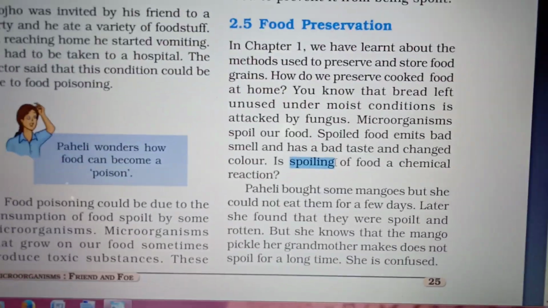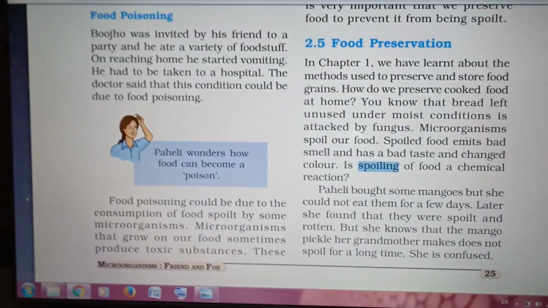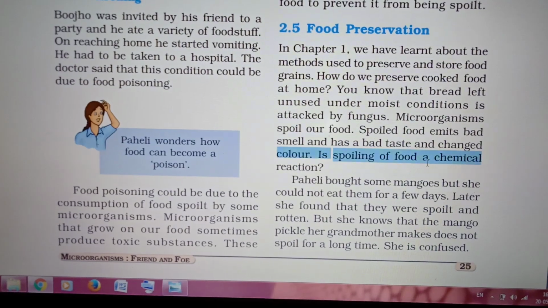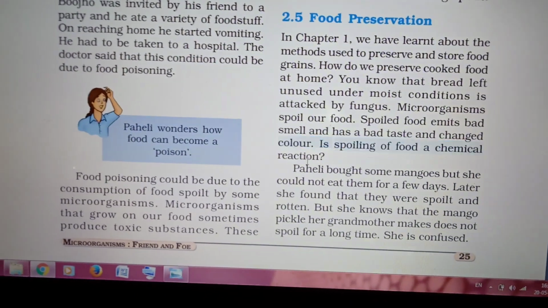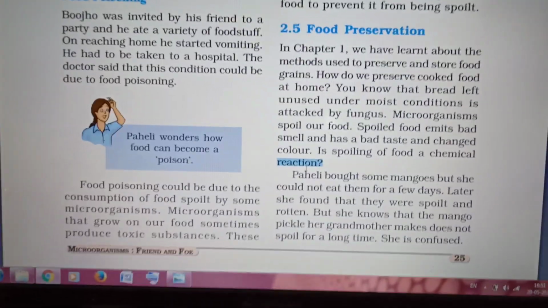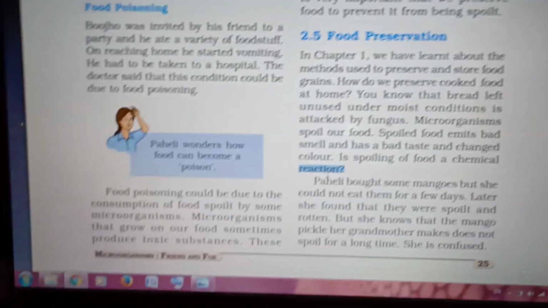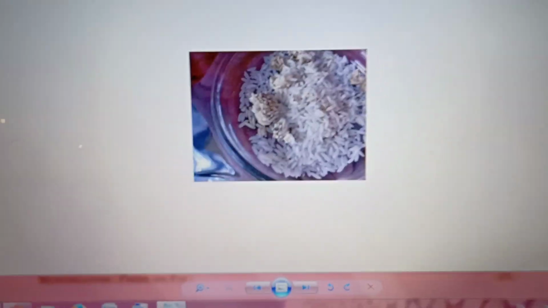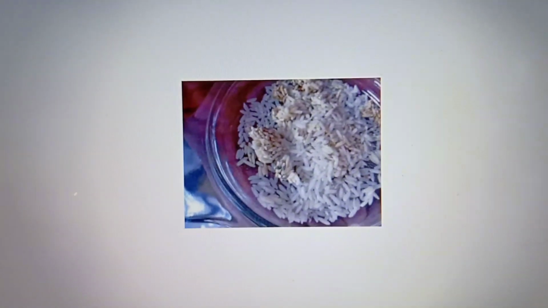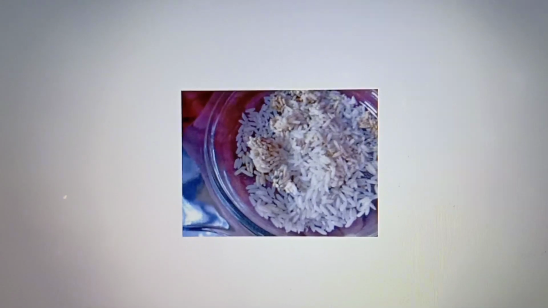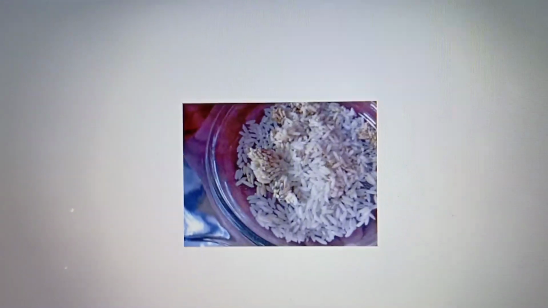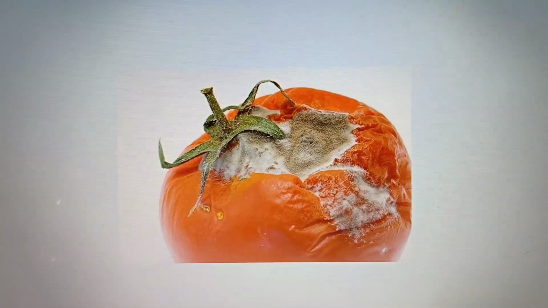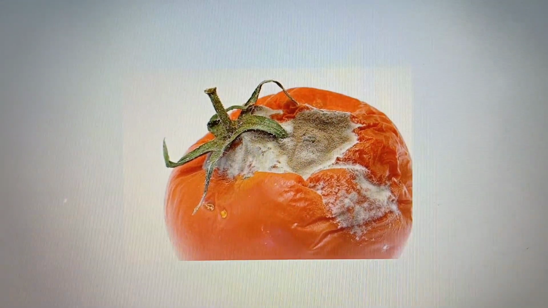Before that, is the spoiling of food a chemical reaction? Yes, it is a chemical reaction. Spoiling of food is a chemical reaction known as oxidation. Here are a few pictures of food that has been spoiled. It is a chemical reaction called oxidation, because of the addition of oxygen, dehydration and addition of an electron.